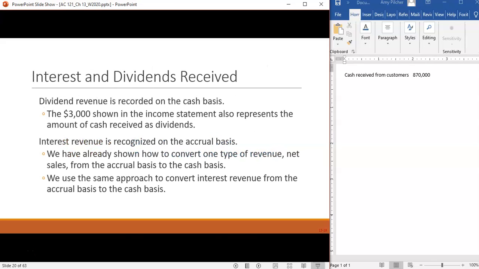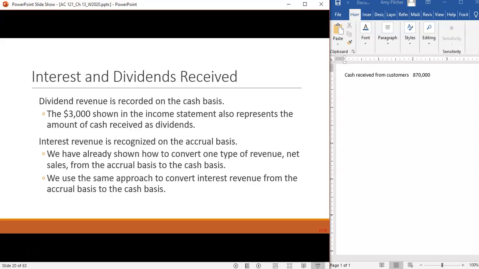Then we're going to look at our interest and dividends received. So we have dividend revenue. We have $3,000 on our income statement that shows that we received cash as dividends of $3,000. Then we also have interest revenue. So we have interest received and dividends received.